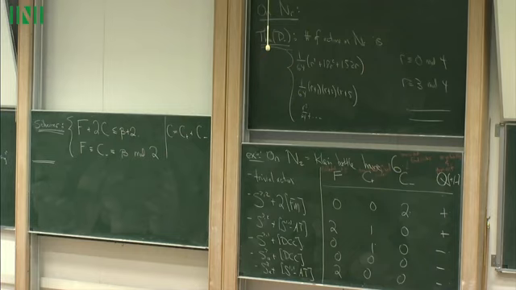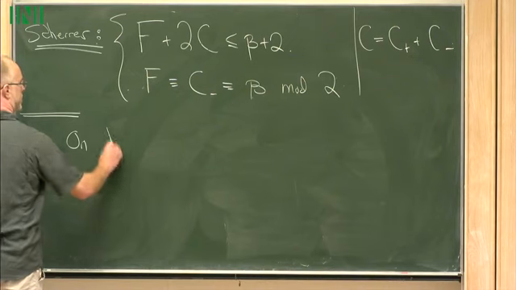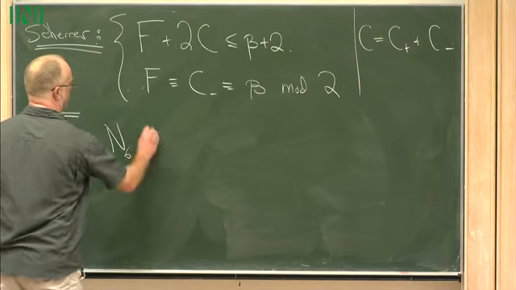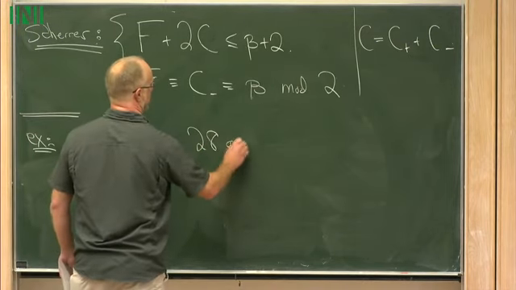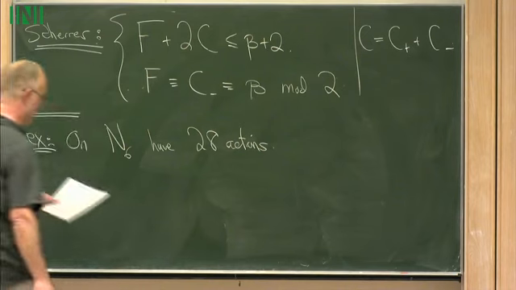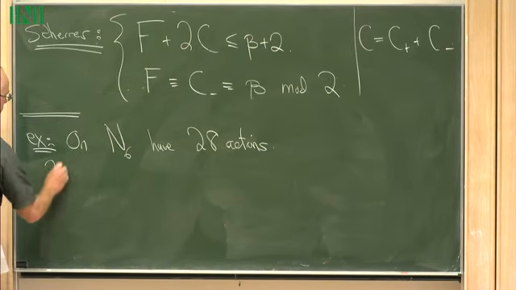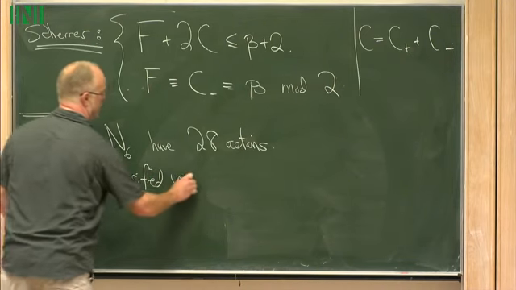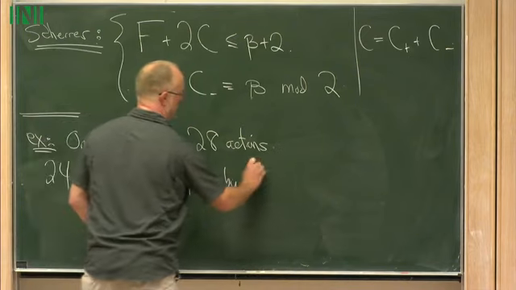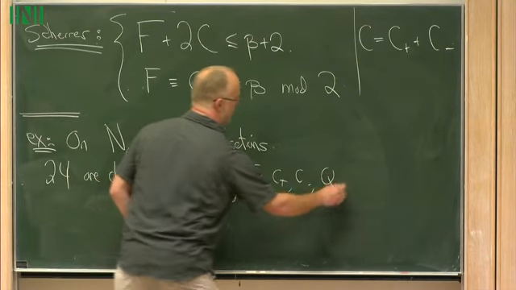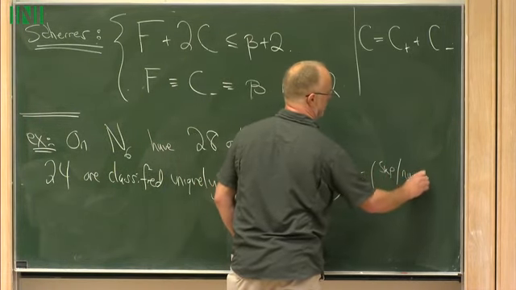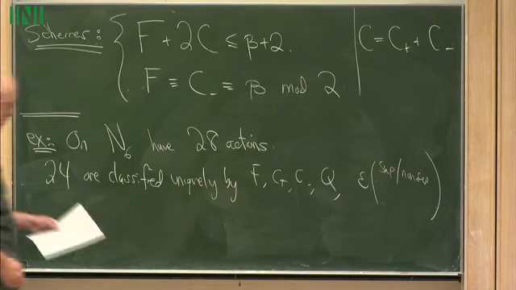Okay. Right. So in fact, I'm not going to do this example in detail, but so on N6, you have 28 actions. 24 of them are classified by these invariants, classified uniquely. And actually, I have to add in one more invariant, epsilon. This is the separating versus non-separating invariant. I didn't need that for the Klein model, but in general, you do need that.